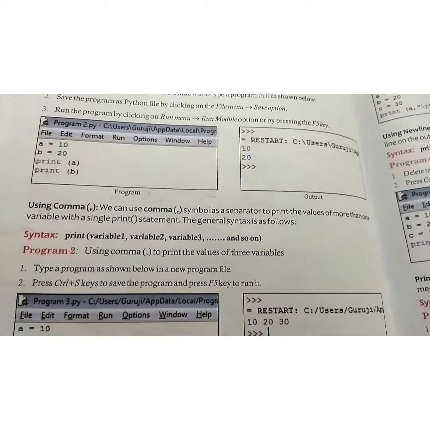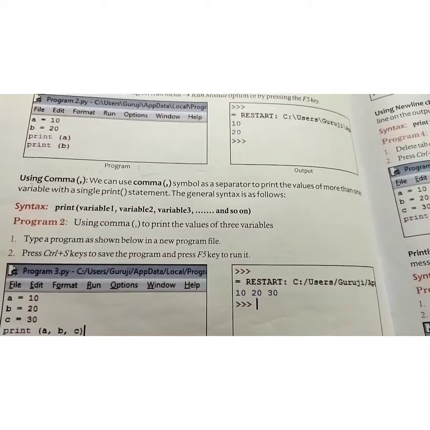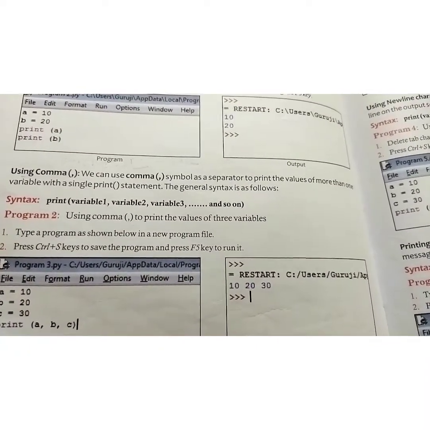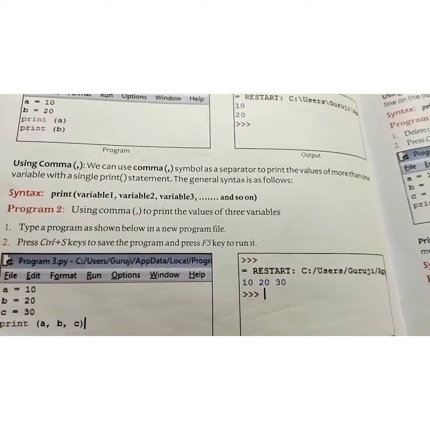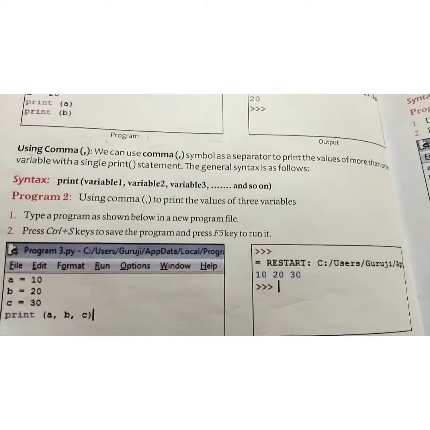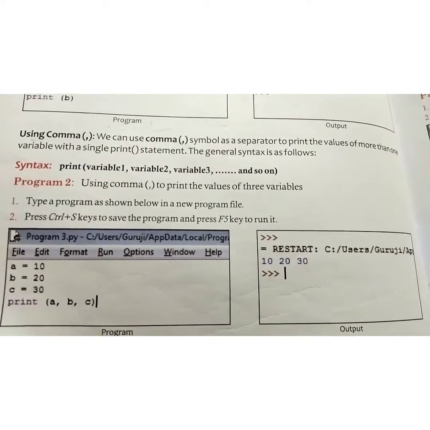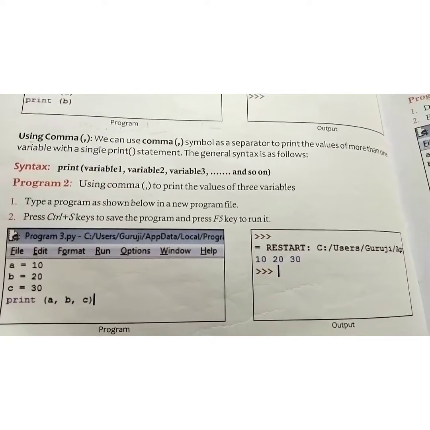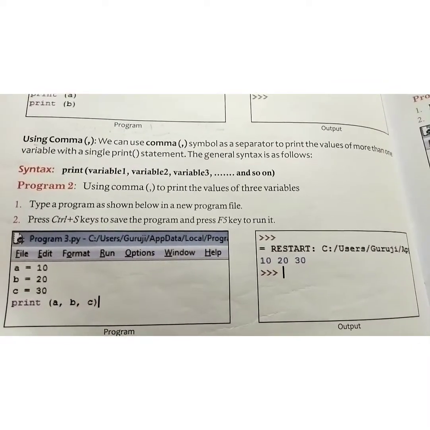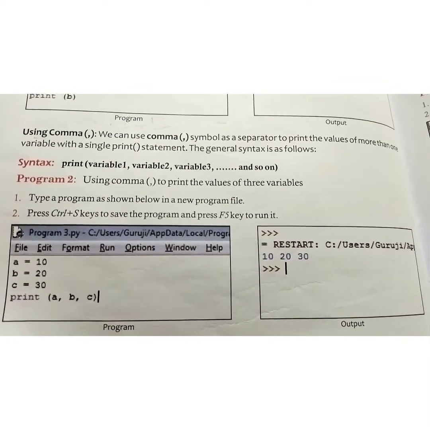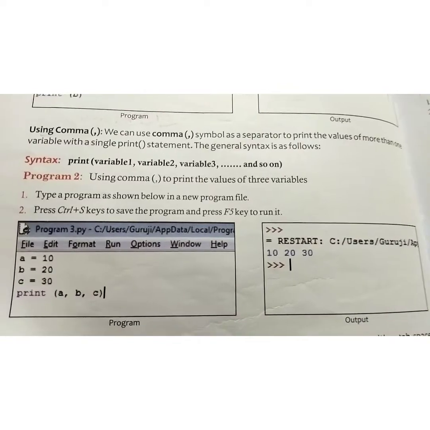Next, using the comma feature. We can use the comma symbol as a separator to print the values of more than one variable with a single print statement. The general syntax is as follows. Syntax: print variable 1, variable 2, variable 3, and so on. Next, program number 2, using comma to print the values of 3 variables.